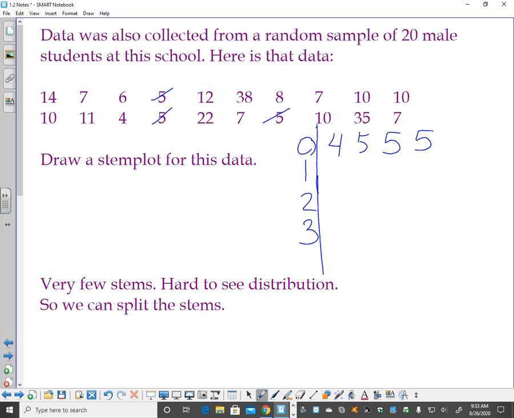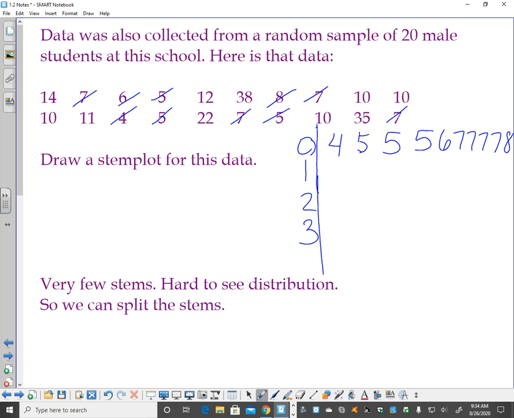And then 3 5s. Okay. I see a 6 and 1, 2, 3, 4 7s. Oh, I'm going to run out of room. A 6, 1, 2, 3, 4 7s, and an 8. Okay, that's a long stem.